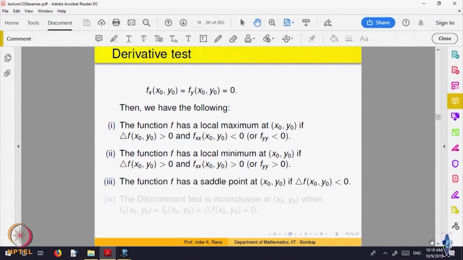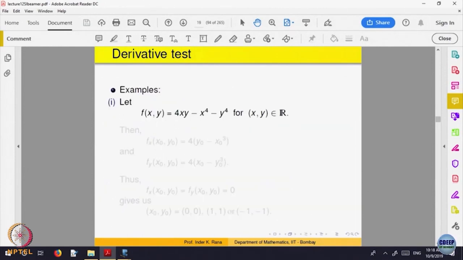And if the discriminant is less than 0, then it is a saddle point. Equal to 0, you can't conclude anything, right? The test fails, we can say it is inconclusive. Okay. So, let us look at some examples to illustrate this point.